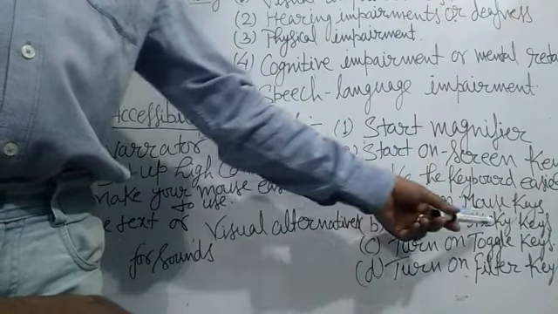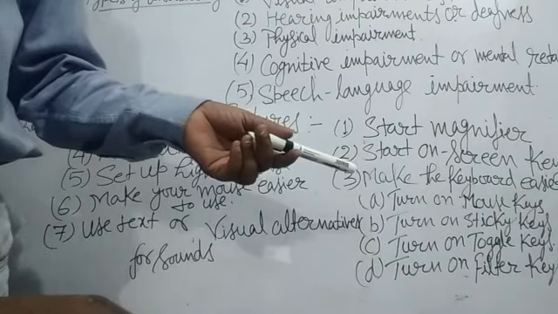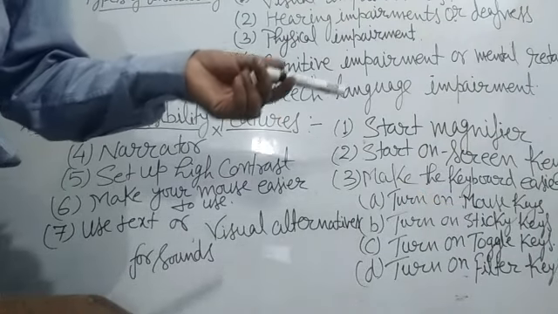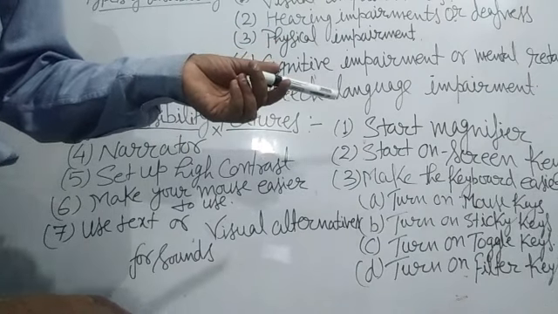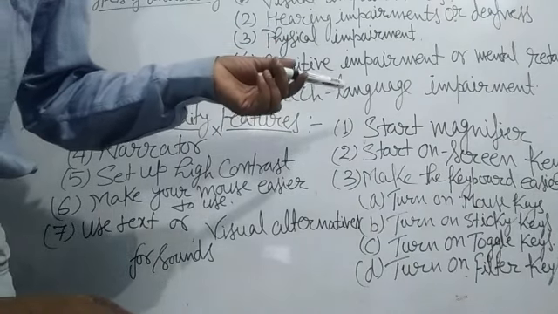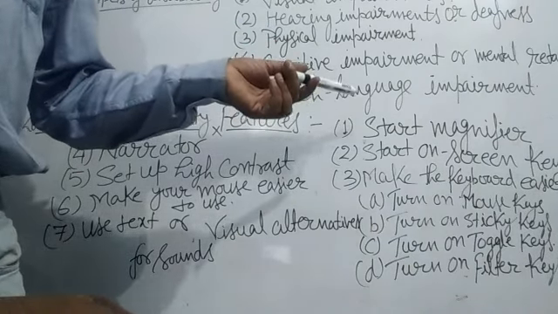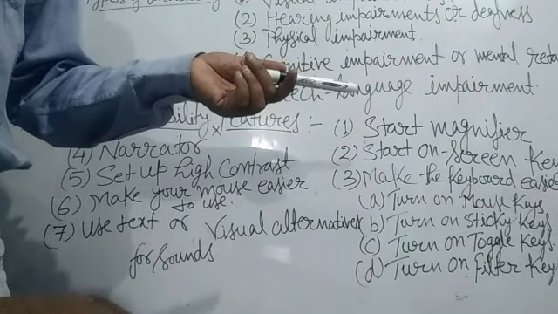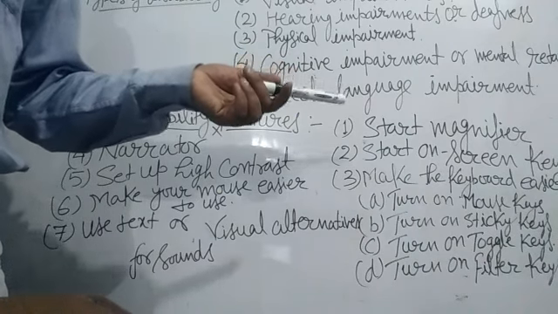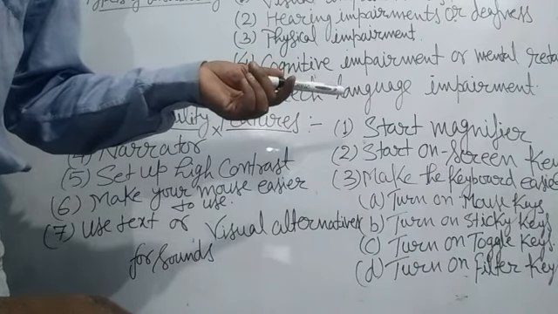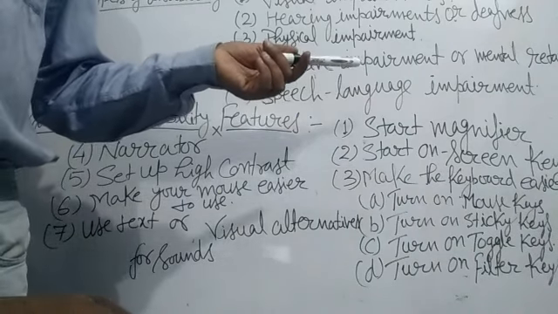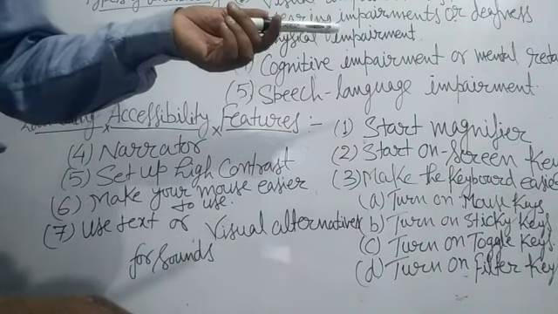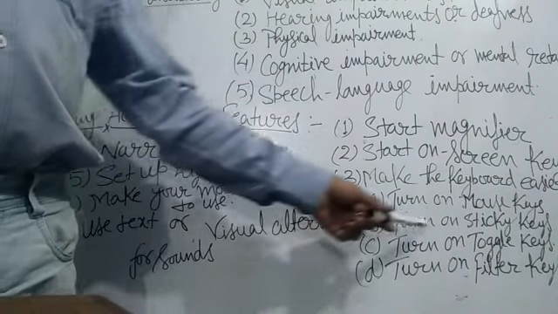Second is turn on the sticky key. What is the sticky key? Sticky key is a combination involving the Control, Alt or Shift key by pressing only one key at a time. These features help computer users with a physical disability, but they are also used by others as a means of reducing repetitive strain. This is the sticky key.